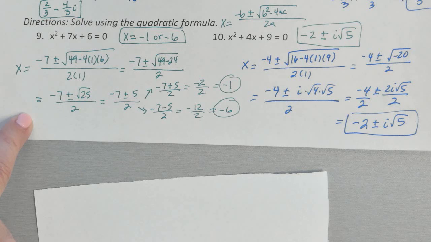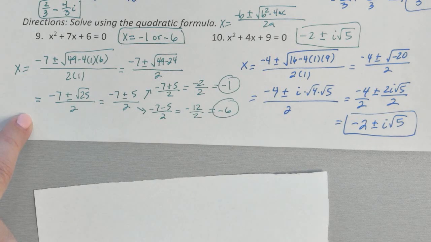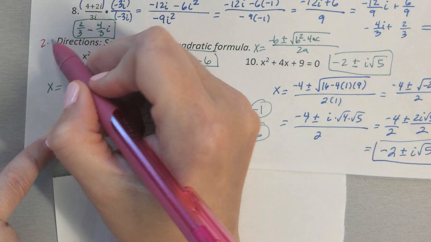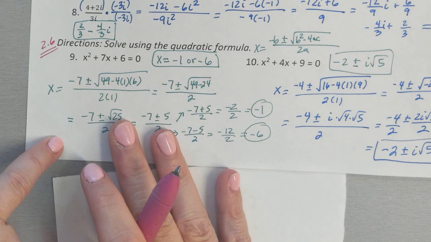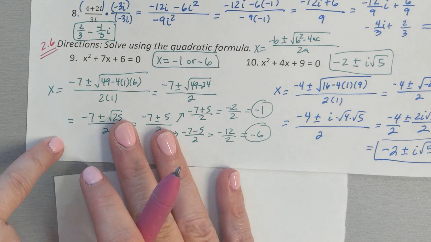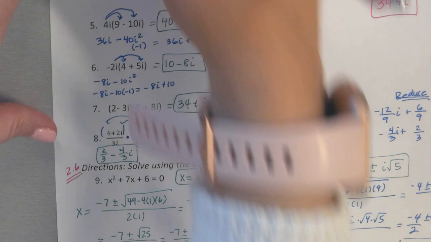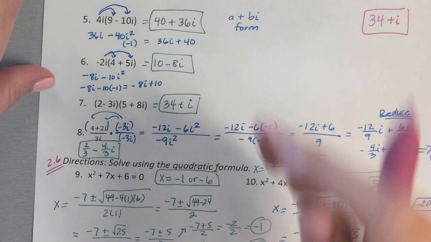Okay? How did those go? There were some just like this at the beginning of 2.6. Okay, so this here is 2.6. If you need some more quadratic formula practice, 2.6 would be a great place. And then the rest of it is 2.9. So if you need any work with any of this, 2.9 is where you want to go.